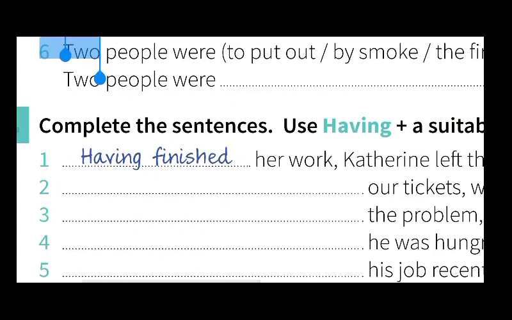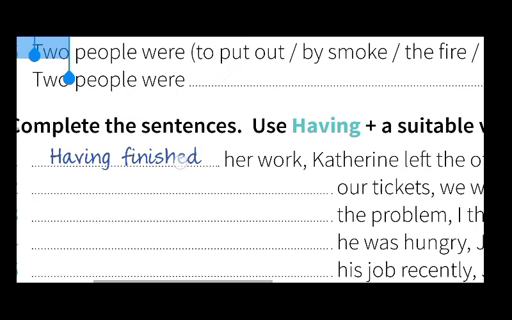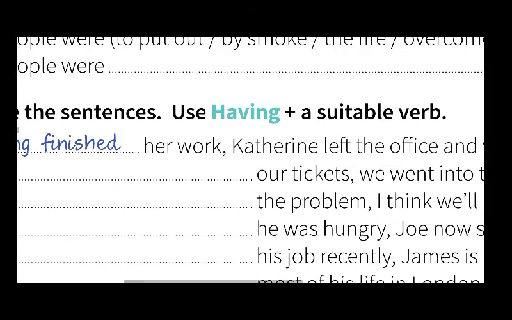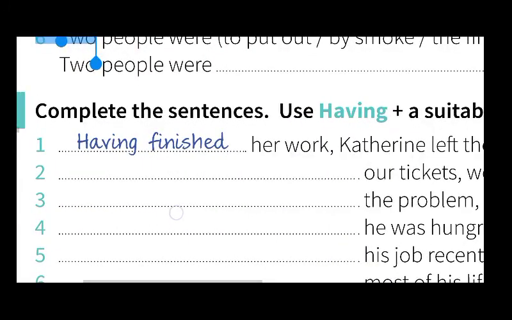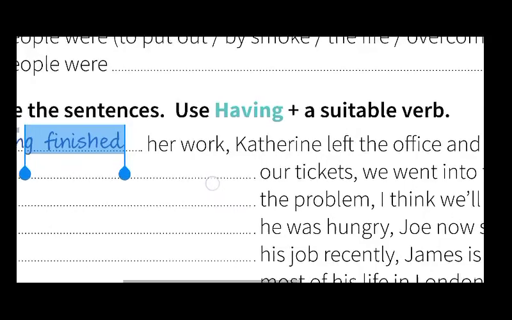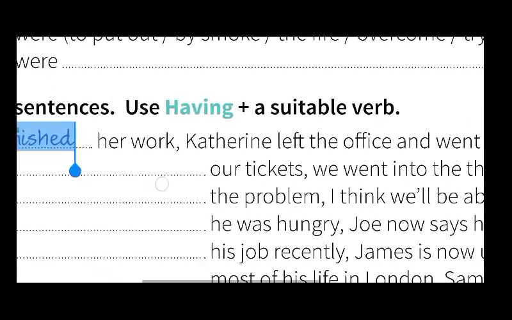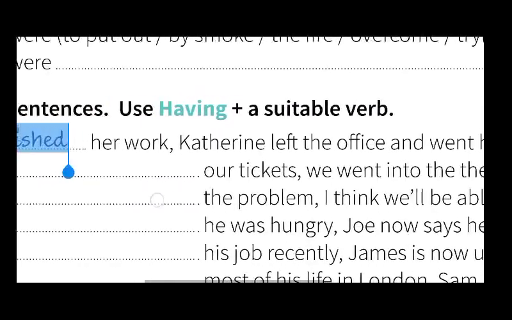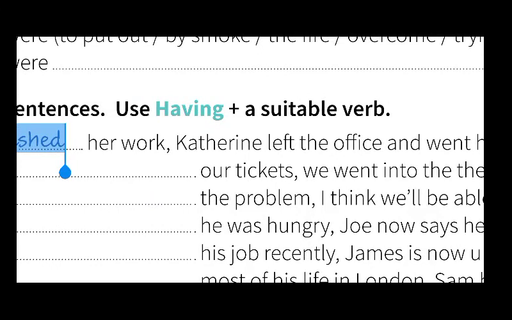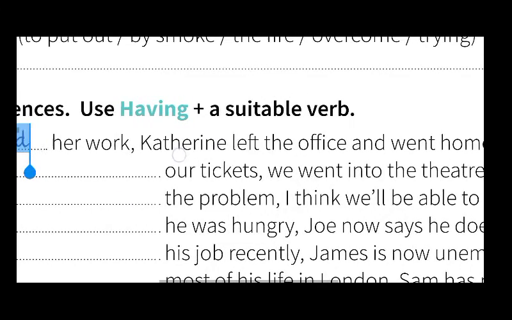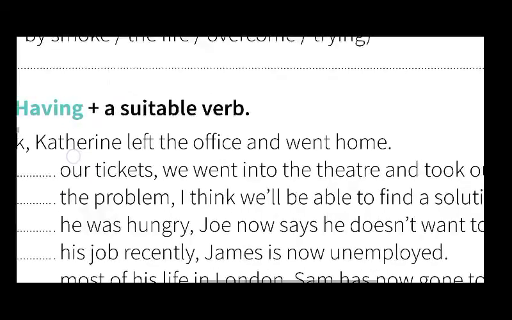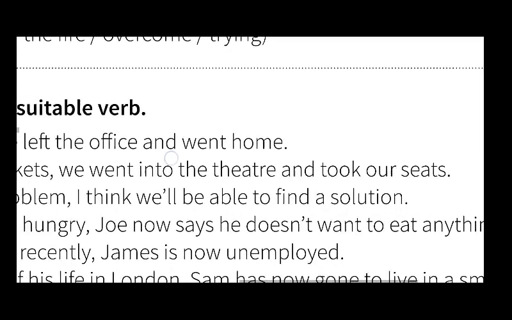Exercise number 3. Complete the sentences. Use having plus a suitable verb. All right. Having finished her work, Catherine left the office and went home. Here we have our tickets. We went to the theater and took our seats.